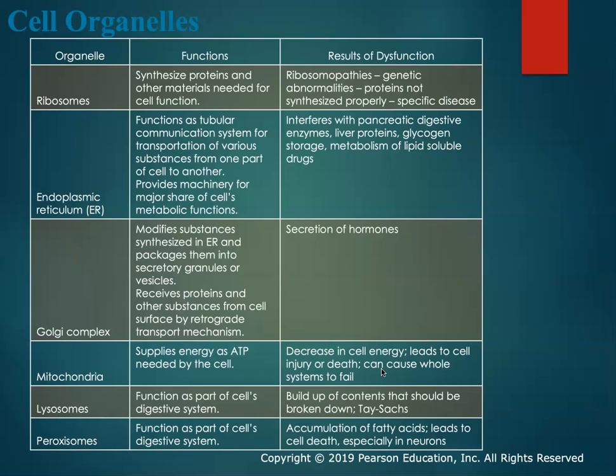And so if they're not functioning properly, either an enzyme inside the lysosomes or the peroxisomes is not functioning properly, it leads to buildup of things, okay? So a lysosomal storage disease, one example is Tay-Sachs. For peroxisomes, again, you'll end up having an accumulation of fatty acids, and again, can lead to cell death.